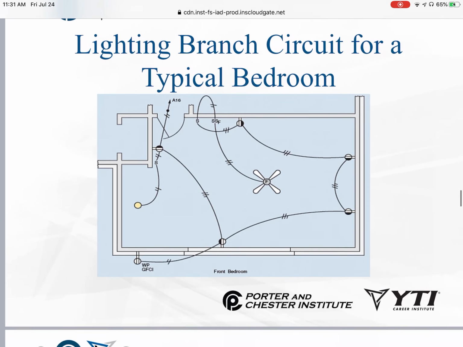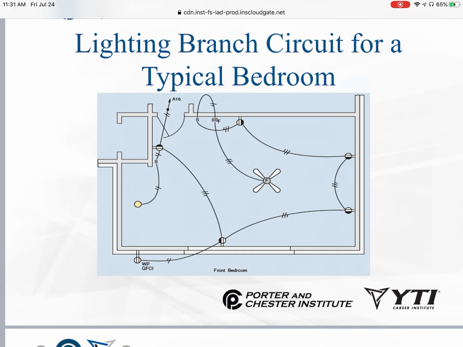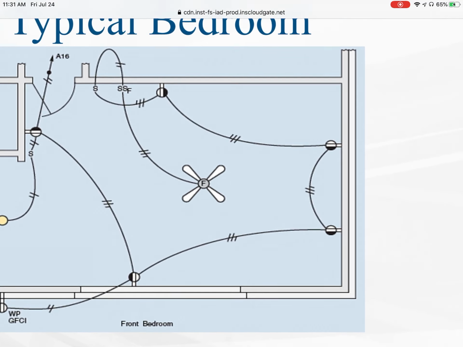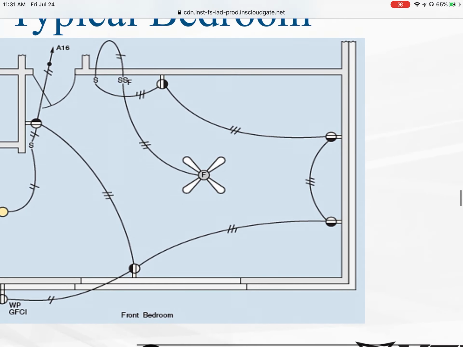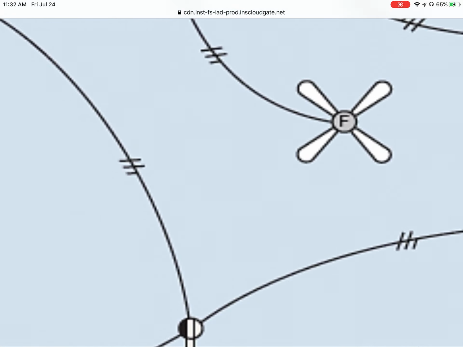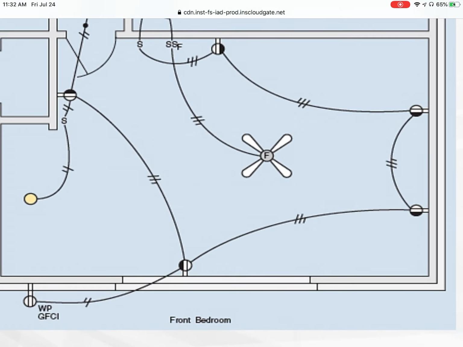All right, let's take a look here, guys. What do we got going on here? Hopefully you guys recognize this. We see these symbols here for the receptacles. You guys see that they're half shaded. That would be indicative of a switched receptacle, wouldn't it? Or really a split receptacle. You see half of it shaded and half of it isn't. And you notice how we have, once again, 3-wire going between them.